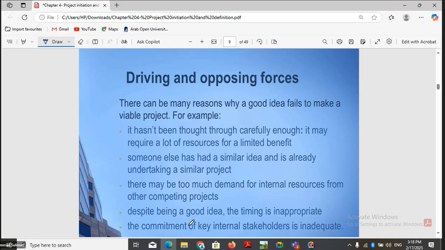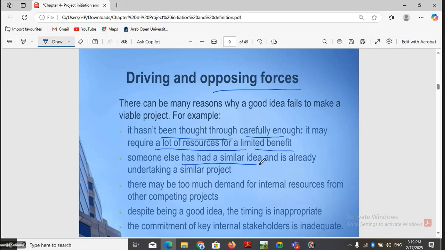So there can be many reasons why a good idea fails to make a viable project, right? One of the opposing forces is not just the stakeholders, there are also factors which are considered opposing forces, right? For example, it has not been thought through thoroughly or carefully enough. It may require a lot of resources for a limited benefit. So some projects are not studied well, and you are going to do the project. But if you do a good study, you can see that, okay, we have benefits from the project. But sometimes we see that we are spending a lot and the benefits are less. So we don't want to do such projects.